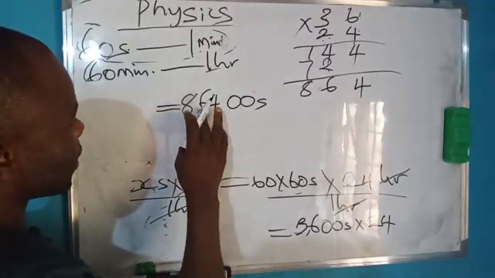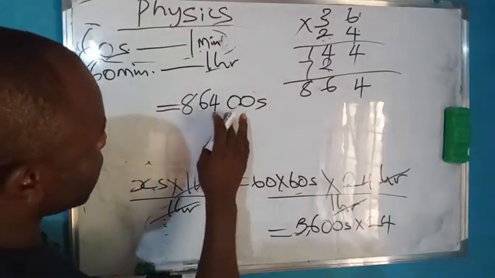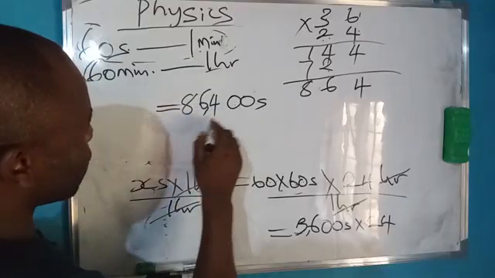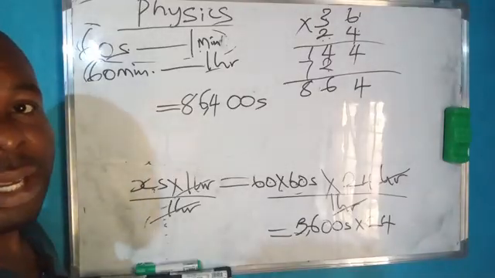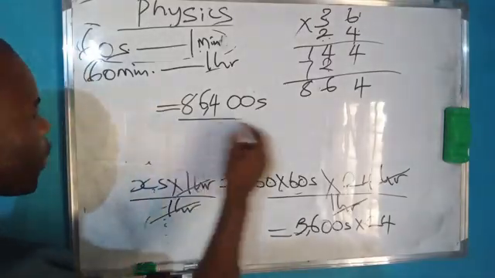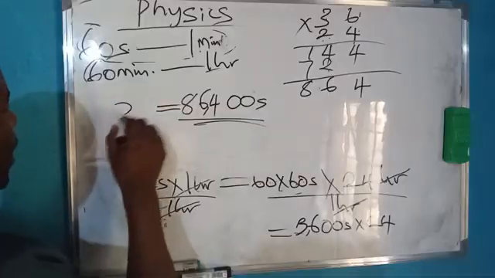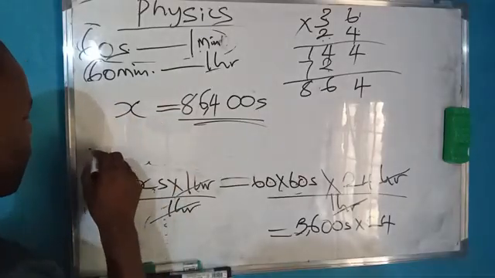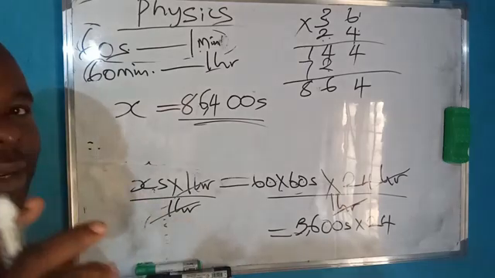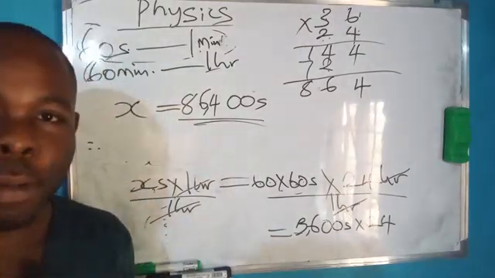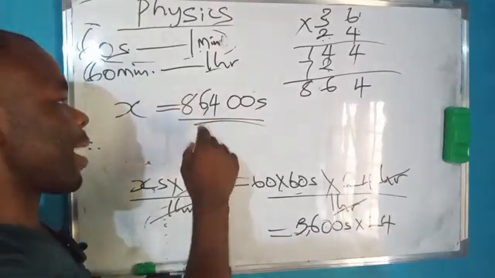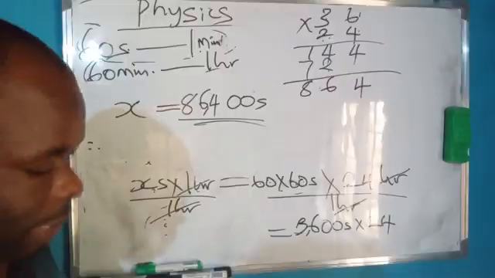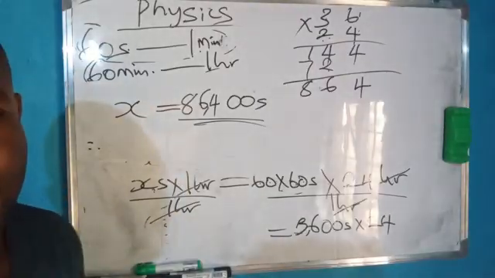Combining this, now you have 86,400 seconds. Okay? That is your x. Therefore, in one day, which is 24 hours, we have 86,400 seconds, and that's your answer.